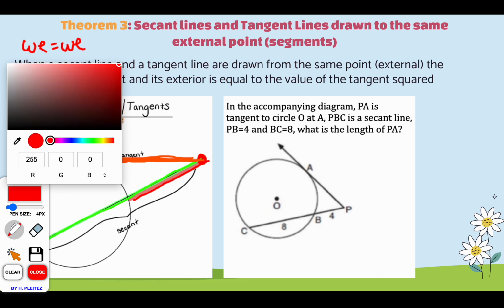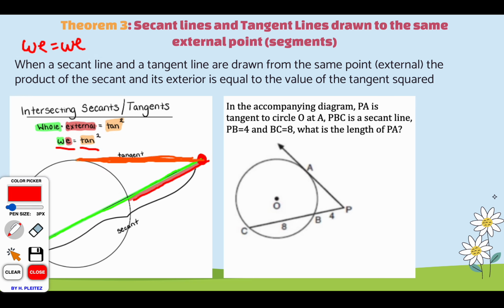So let's just dig right into an example. In the accompanying diagram, PA is tangent to circle O, and PBC is a secant line. So whenever you see tangent and secant in the same question, it is likely that you are using this formula, WE equals tan squared. Okay? Let's go ahead and fill in what we have. So we have PB is 4, so that is nicely filled in for us. We have that BC, which is this piece over here, is 8, and it wants the length of PA. So PA is this tangent portion over here.